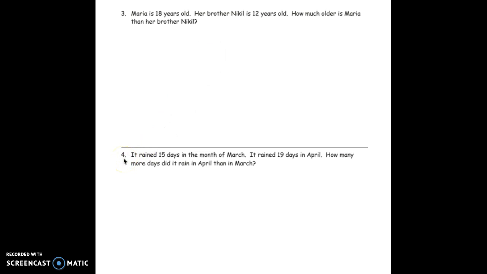Number 4. It rained 15 days in the month of March. It rained 19 days in April. How many more days did it rain in April than in March?